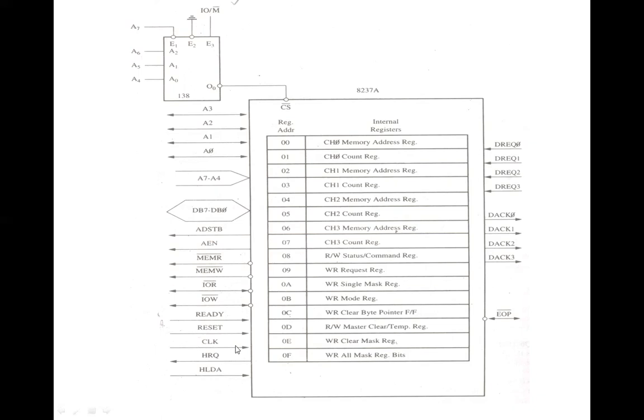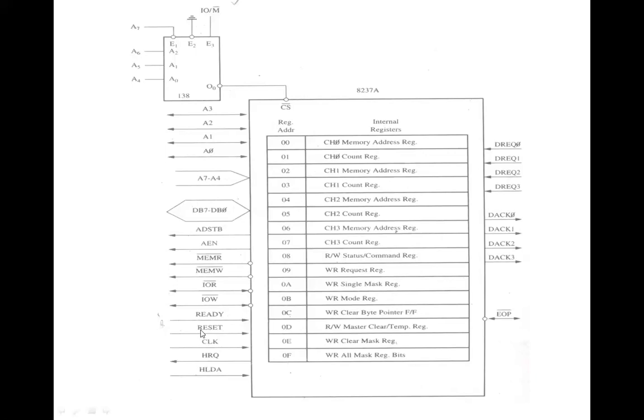Then we have another signal which is known as the clock signal. This is the incoming signal of 8237, and this clock input is used to generate the timing signal which controls the 8237 operation. The next signal is the chip select signal, that is this one, and this chip select is an active low input which is used to enable the controller onto the data bus for CPU communication.